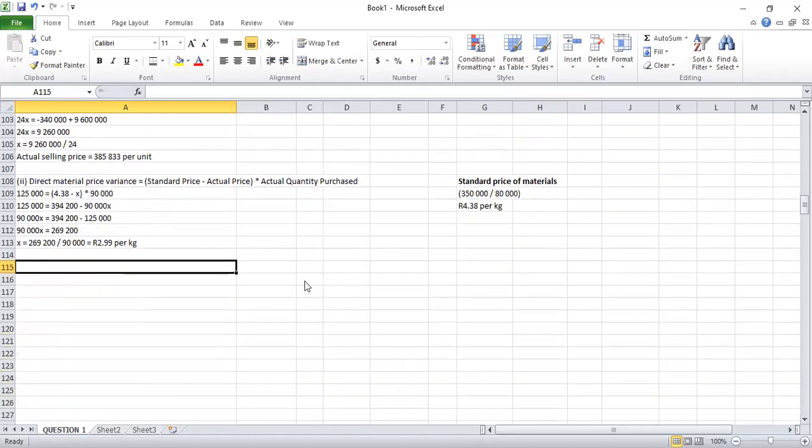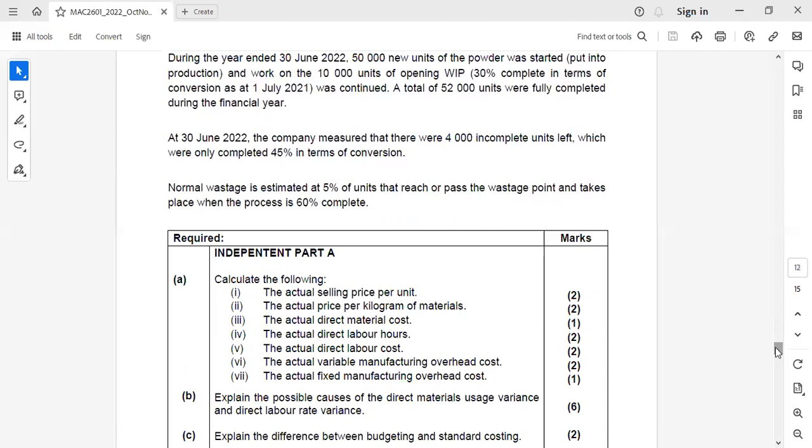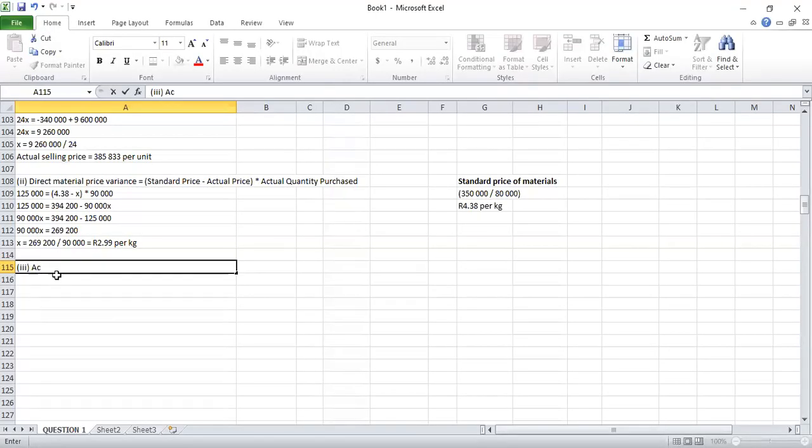Right, next one. So you can see that instead of asking you to calculate variances, like the other question that we did, they can ask you in this way. Actual direct material costs. Actual direct material costs would be equal to the actual quantity purchased multiplied by the actual price.